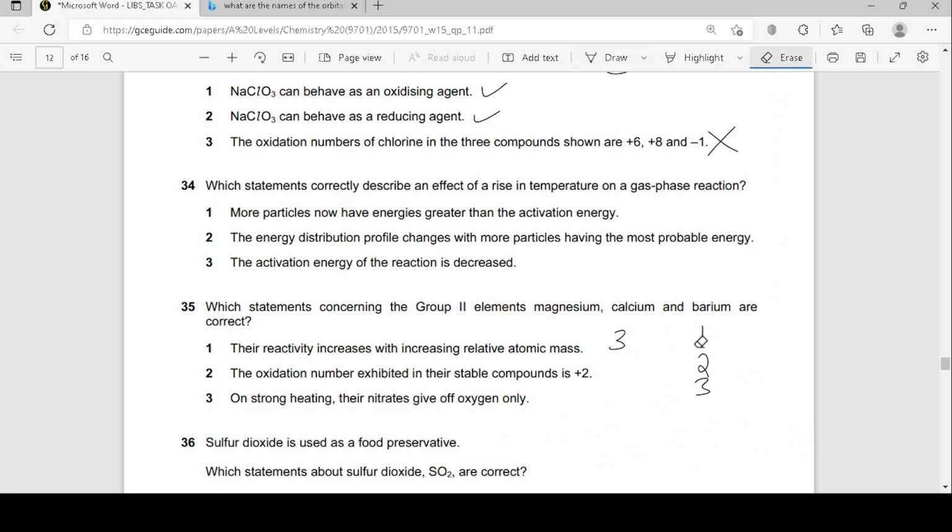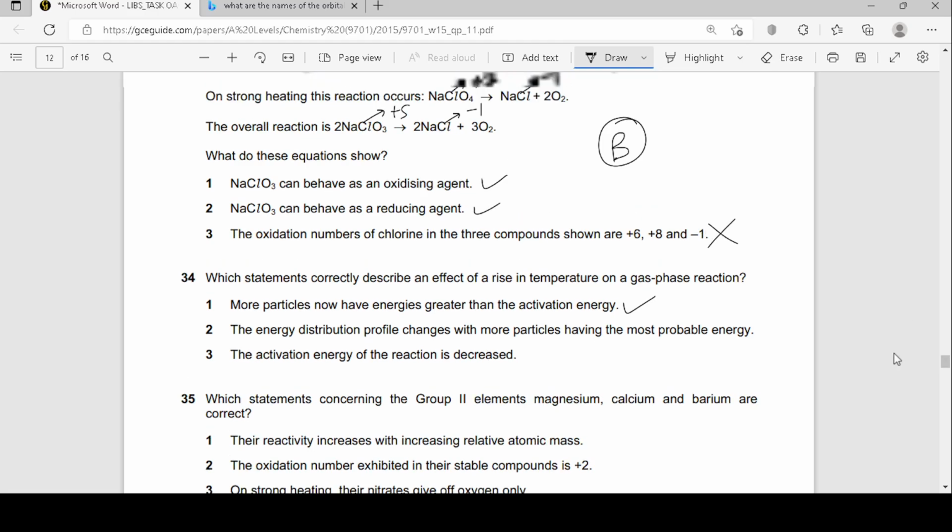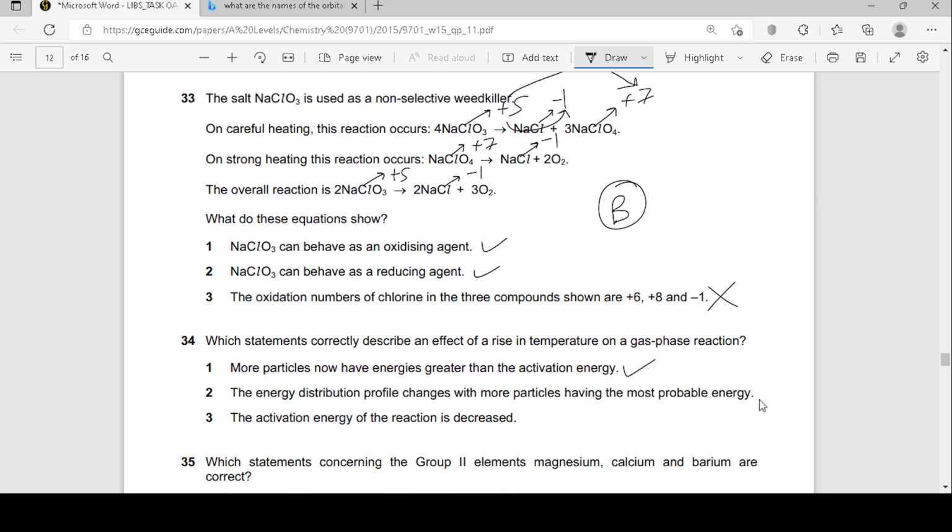All right. Which statements correctly describe an effect of a rise in temperature on a gas-phase reaction? More particles now have energies greater than the activation energy. That is right. Just remember your Boltzmann curve, right? And then the energy distribution profile changes with more particles and more potential energy. That is wrong. With less particles having the most probable energy.